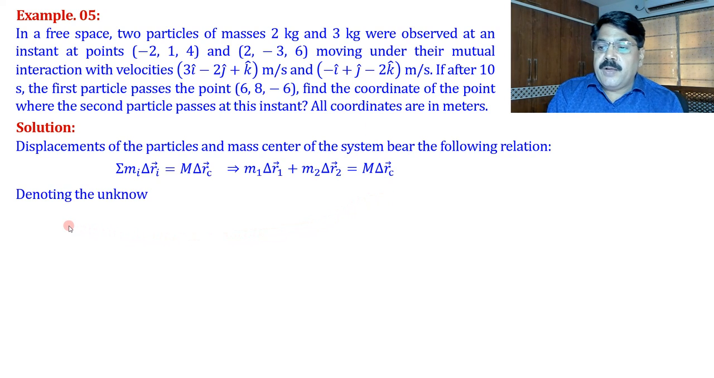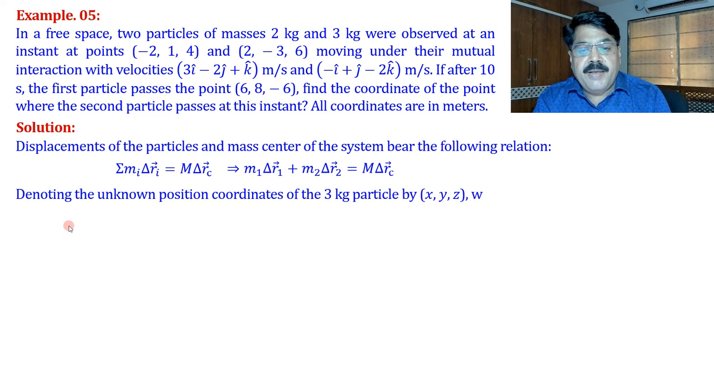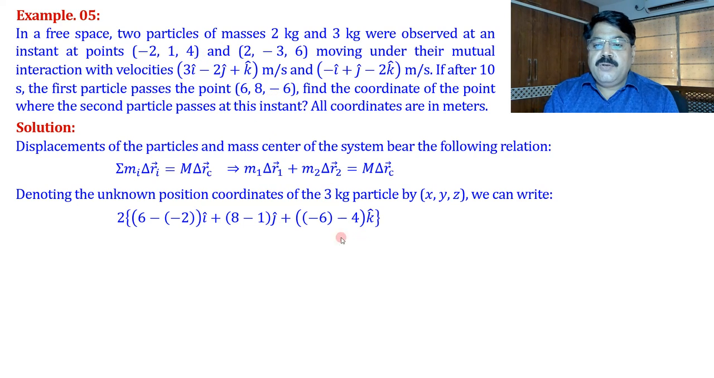So denoting the unknown position coordinates of the 3 kg particle by x, y, z, we can write. So let us see what we have written here. For 2, meaning the first particle, both the coordinates are given. So what is delta R1? Final coordinate minus initial coordinate. So 2 into ((6 minus (-2)) i cap plus (8 minus 1) j cap plus (-6 minus 4) k cap).